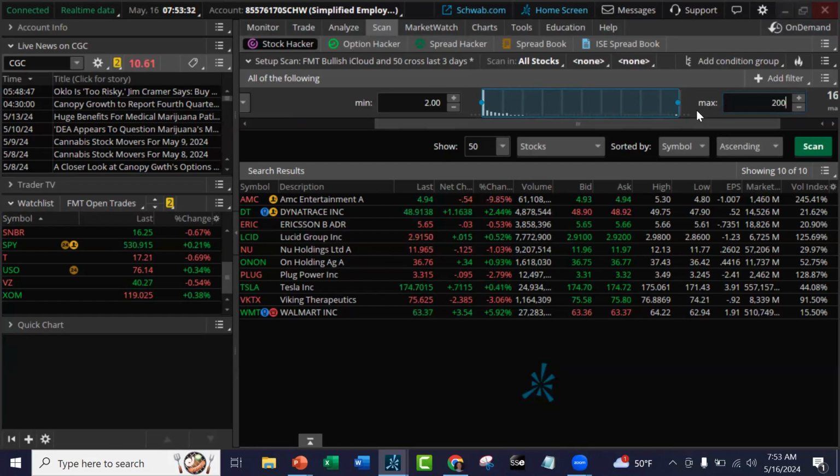All right, so why $200? Because I like to trade options. And if you get up into a Costco or an Nvidia, you know, $1,000 stock, the option contracts are going to be expensive. Now, that doesn't mean we don't trade them, but in terms of scanning, this is the sweet spot where I'm going to be looking between $2 and $200. So that's my first criteria.